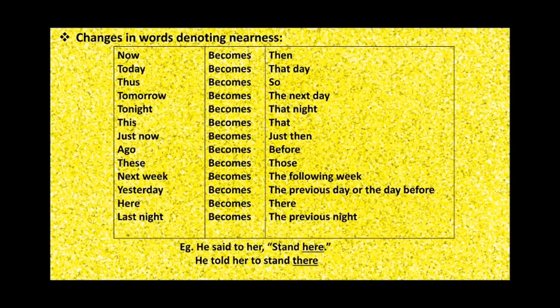Let's see one example for it. He said to her, "Stand here." So this is the direct speech. In the indirect speech we have, he told her to stand there. That means somebody else is telling the same statement. So we have the word here in the direct speech and there in the indirect speech.